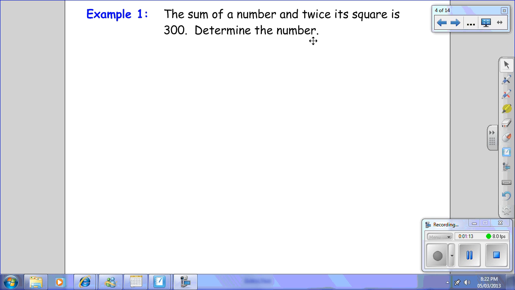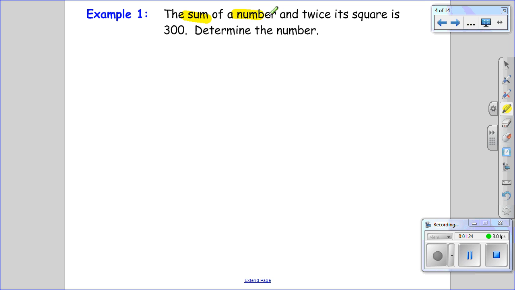Now, the first question I have is: the sum of a number and twice its square is 300. Determine the number. I've read my question. Don't forget to grab your trusty highlighter. I need the sum of a number and twice its square is 300. Determine the number. So what does all that tell me?